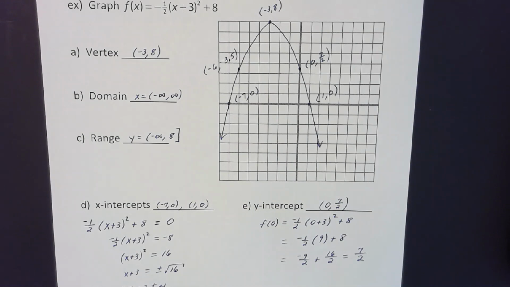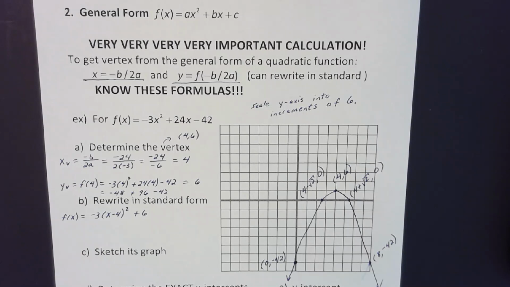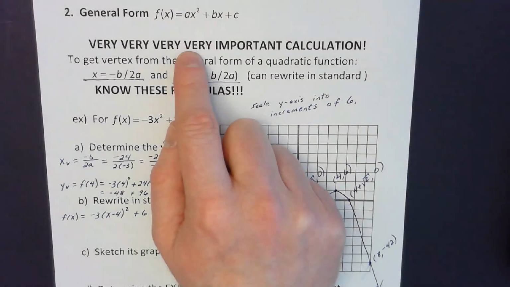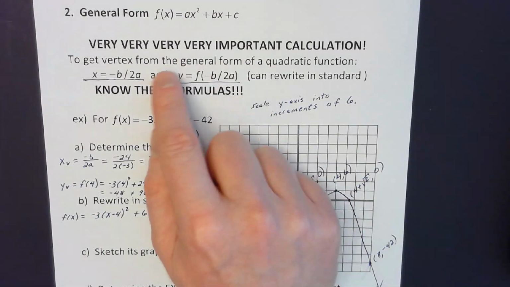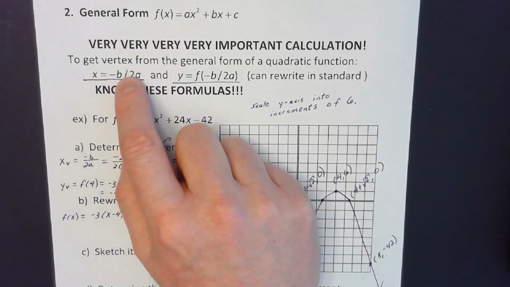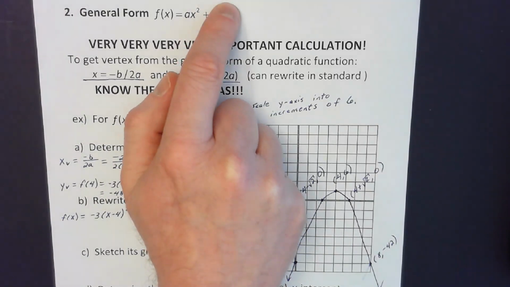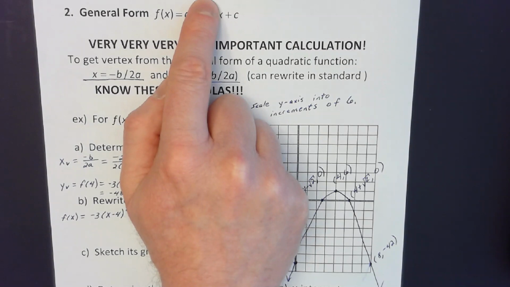Pretty nice problem. Now, how about one in which we don't have it in standard form? We have it in the general form. So something like this problem here, the second form we can expect to see, the general form, where it's ax squared plus bx plus c. So the easiest way to do this, and you'll notice it's capitalized here, very important calculation: the way that you need to get the vertex anytime it's in this form is that the x value of the vertex is always going to equal -b over 2a. And notice b is just the coefficient of the x to the first, and a is the coefficient of the x to the second term.